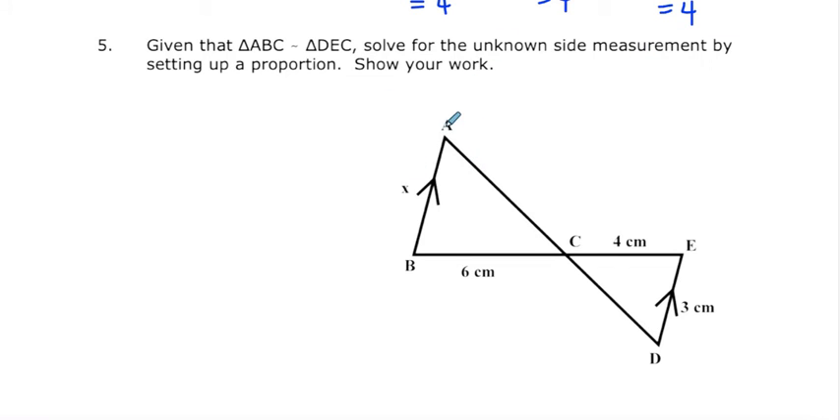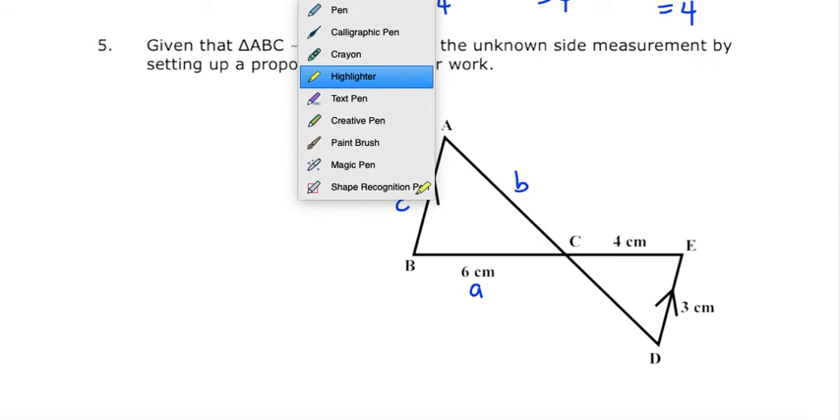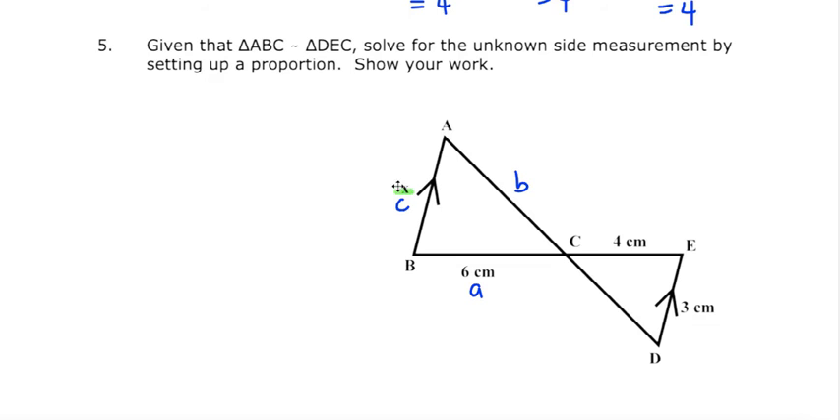So let's start by labeling our sides. Across from A is little a, B is little b, C is little c. I'll also notice that, hey, there's my unknown right there. So this is what I'm trying to find. I'm trying to find my x. So that's my unknown that I'm trying to find. And then in this smaller triangle, across from C is C, D is D, and E is E.